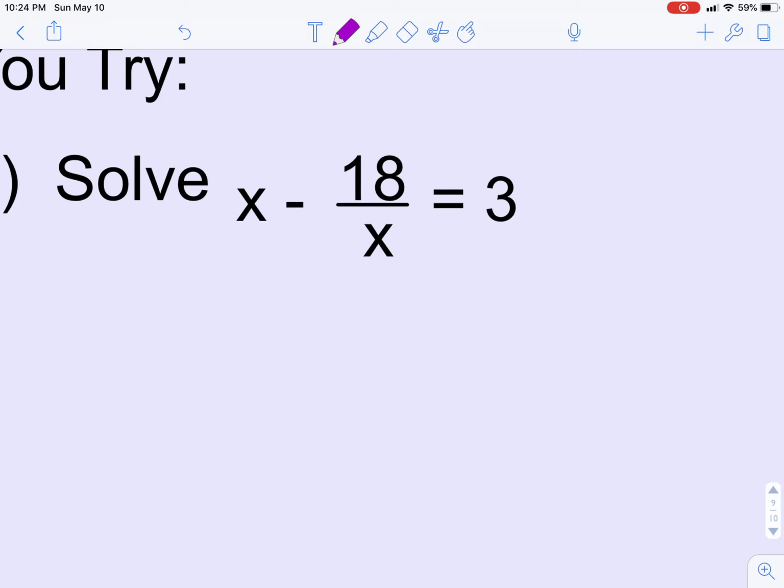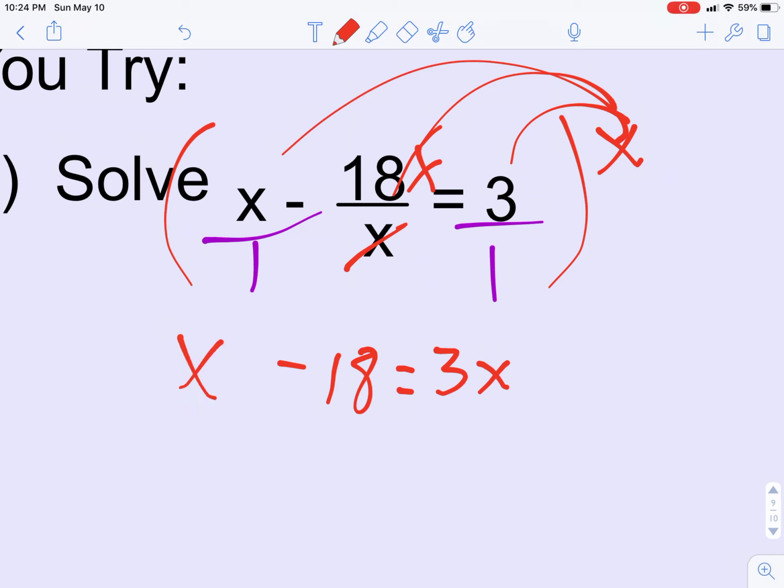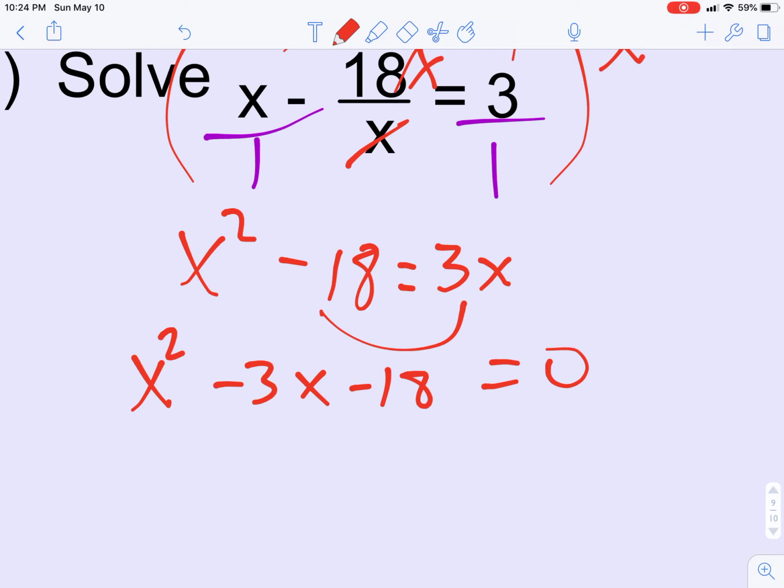After we do this, of course, right? So, got these as ones, so I'm going to multiply everything by x. That's going to be 3x. The x's will cancel out with the x, so minus 18. And then x times x is x squared. It's quadratic. Get everything on one side and in order. Factors of 18 that add to get negative 6 would be negative 6 and positive 3.